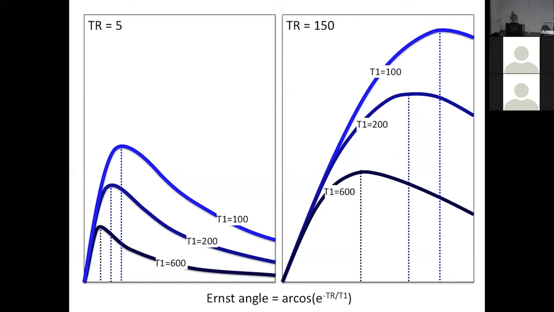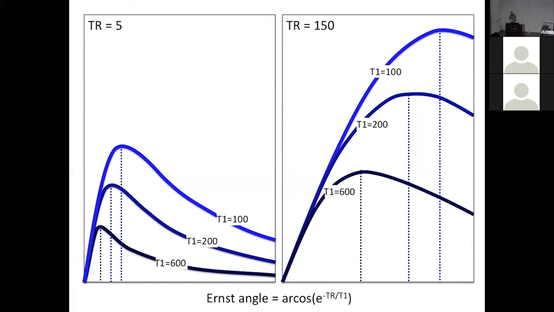Notice that for any given TR, as the T1 increases, the Ernst angle goes up. So the Ernst angle here is lower than here, same thing. The Ernst angle is going up. And finally, notice that for TR 150 as opposed to TR 5, the Ernst angles are much higher.